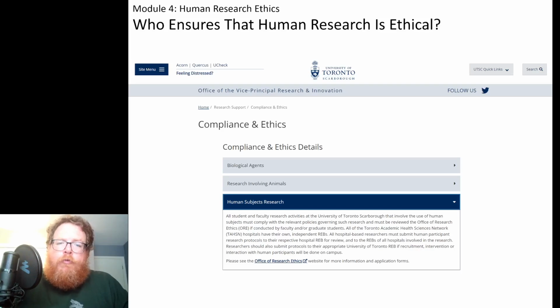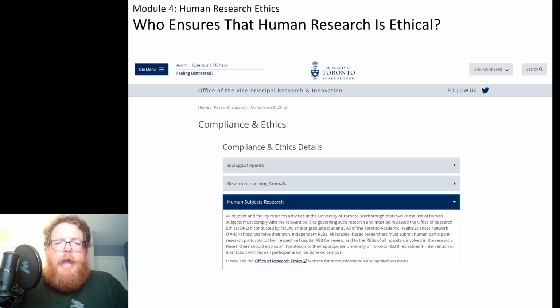If we think specifically about the University of Toronto Scarborough, we have what's called the Office of the Vice Principal, Research and Innovation. It's that particular office that is responsible for ensuring that researchers are compliant with any guidelines on human and also animal research, as you can see here. If you look on the screen where it says human subjects research, and go down to the bottom, it also mentions the Office of Research Ethics. That is a University of Toronto tri-campus office that also has oversight of the Office of the Vice Principal, Research and Innovation at the University of Toronto Scarborough.